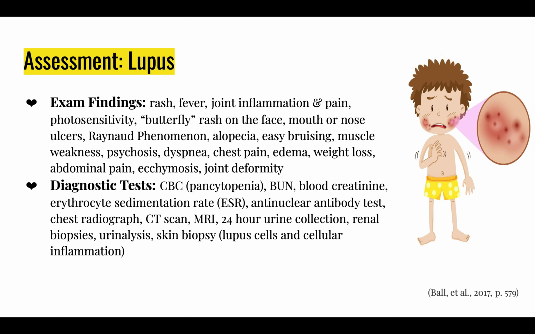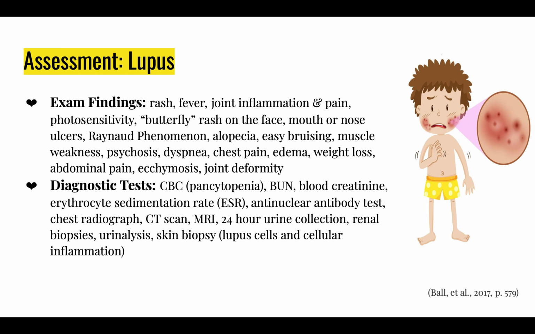So now we will go into the assessment of lupus. Here I have exam findings and diagnostic tests. For the exam findings, rash, fever, joint inflammation and pain, photosensitivity, butterfly rash on the face, mouth or nose ulcers, Raynaud phenomenon, alopecia, easy bruising, muscle weakness, psychosis, dyspnea, chest pain, edema, weight loss, abdominal pain, ecchymosis, and joint deformity are the most common.